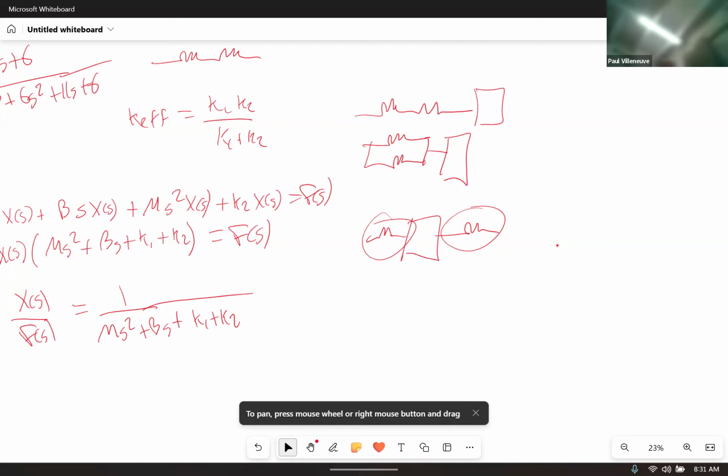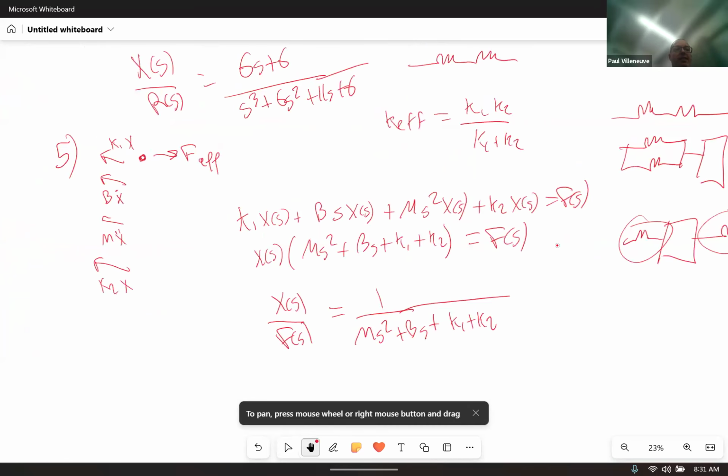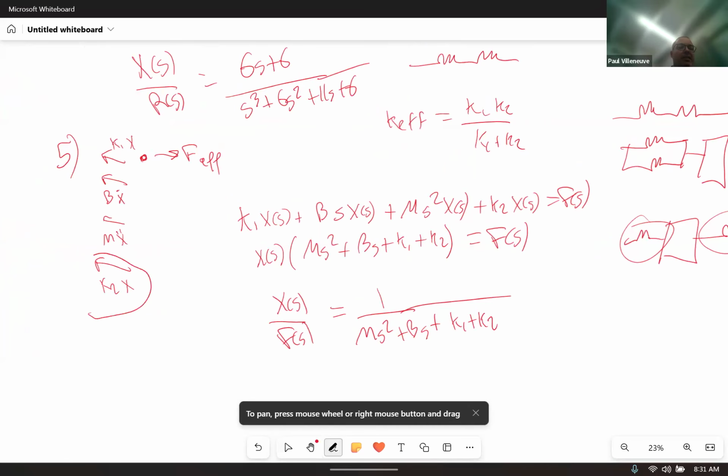Sure, Leo. So K2 is opposing the mass, why is it not? It is. It's in the opposite direction. See right there? Because they're both opposing.